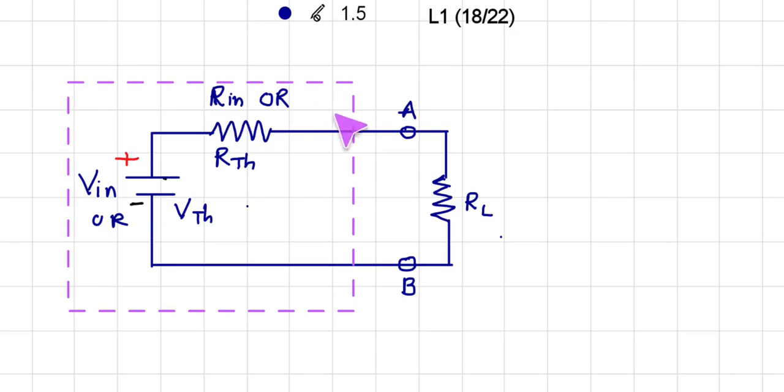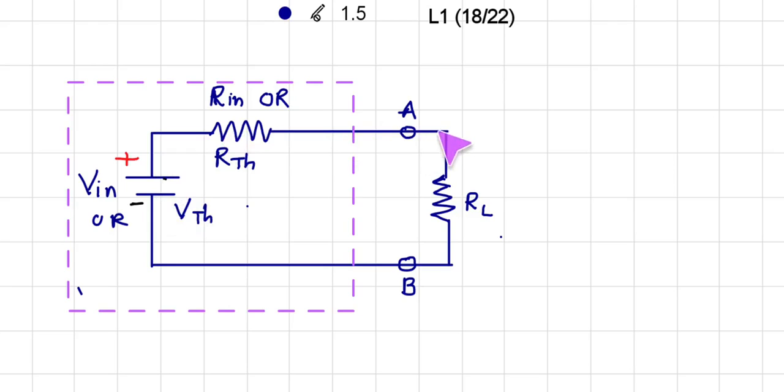Or if any complicated circuit is there, we know that any circuit can be replaced by Thevenin's equivalent voltage source VTh in series with RTh. So you can consider a simple network like this, V in and R in, or a complicated network finally converted into Thevenin's equivalent network having voltage source VTh and RTh. If this is the situation, that means this network is providing certain voltage and current.